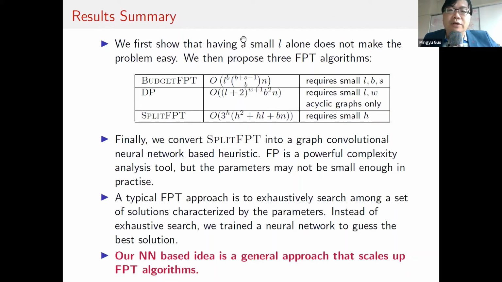We first showed that having a small maximum path length alone does not make the problem easy. We then propose 3 fixed parameter tractable algorithms. They have different complexities, and I'll go over them briefly later on. And then finally, for one of the fixed parameter algorithms, we are going to convert it to a graph convolutional neural network-based heuristic. Fixed parameter analysis is a very powerful complexity analysis tool, but the parameters may not be small enough in practice.